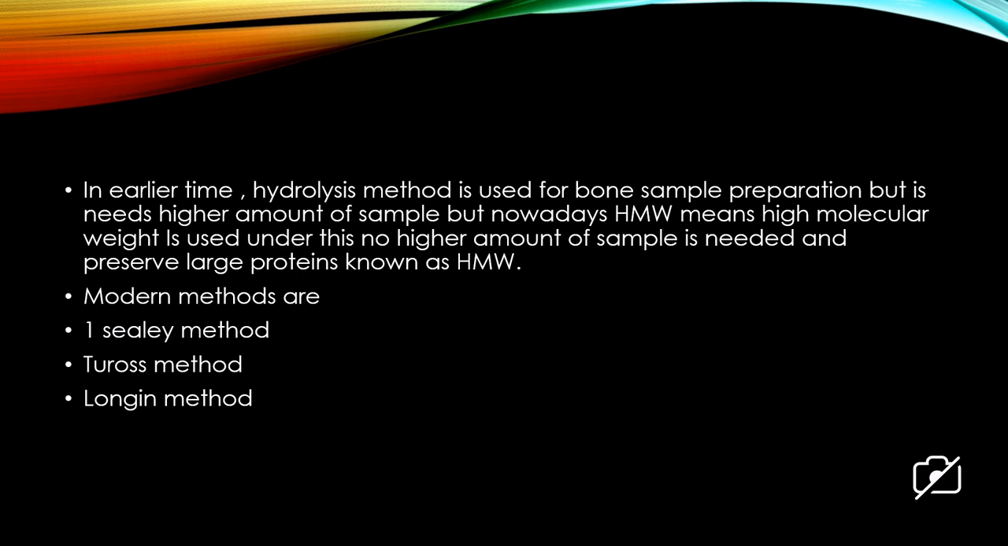Various methods are used to extract collagen, especially the Seeley method, Torus method, and Longin method. The Longin method is a very useful method to extract collagen from bone. Under this method, scientists first put the bone in a strong acid called HCl. HCl dissolves the hard mineral part, and only the soft part, which is collagen, is left.